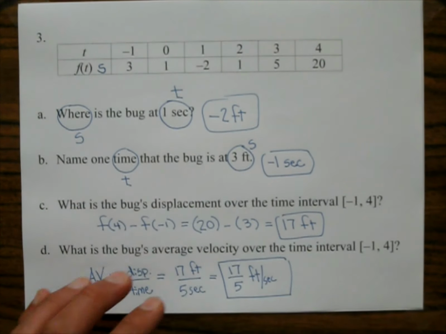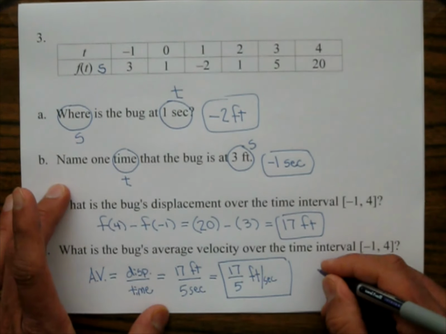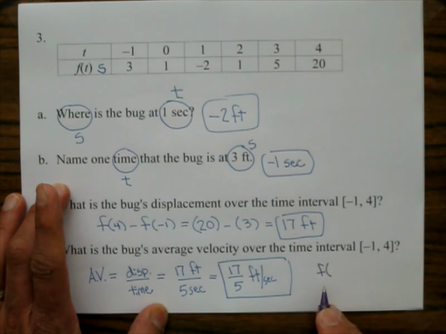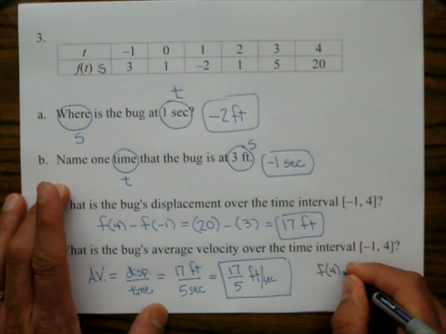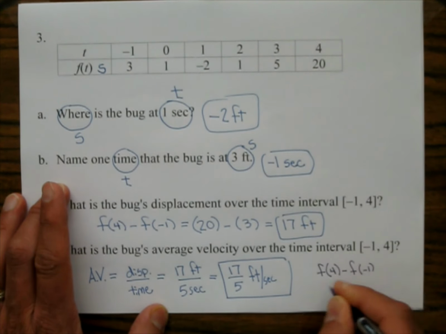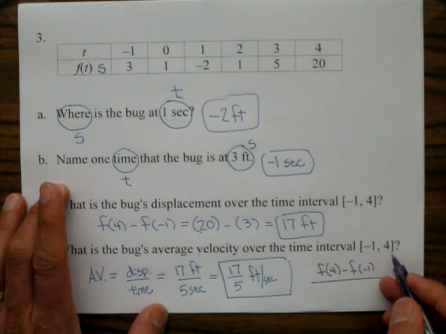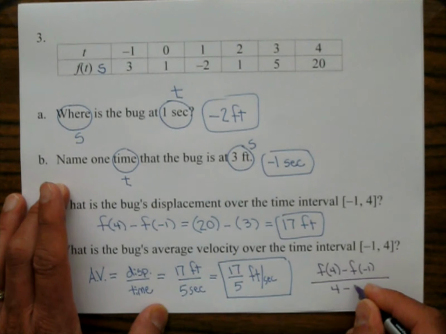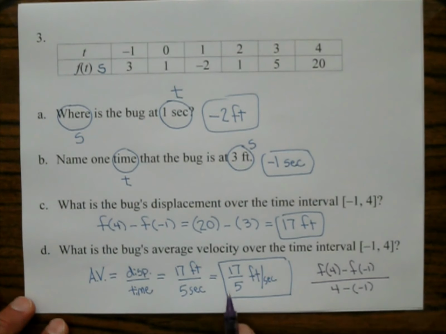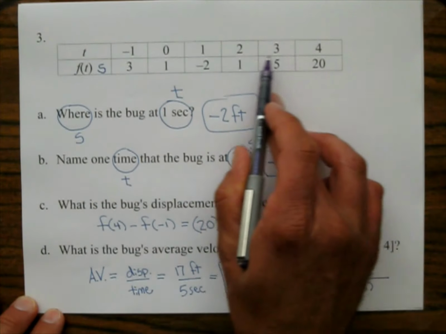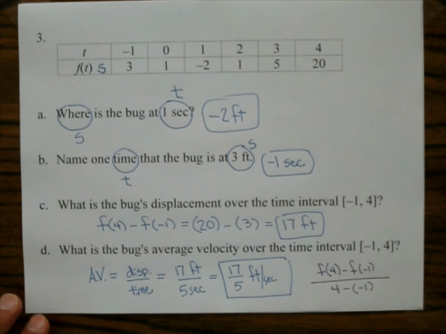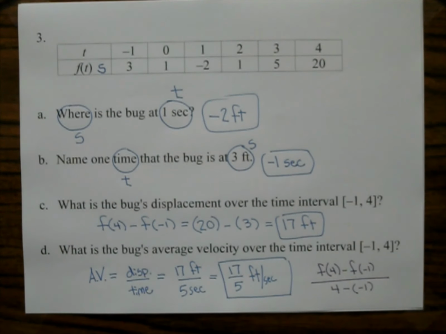And I just want to remind you, and I'll do this in purple, that the average velocity looks like this. f of 4 minus f of -1. That's the displacement. And the time is 4 minus a -1. So when we do this and we write this down, this is actually the slope of the secant line. If we were able to actually have a graph of these points, it's the slope of the secant line. So this completes bug number 3, and I'll see you on the next video.